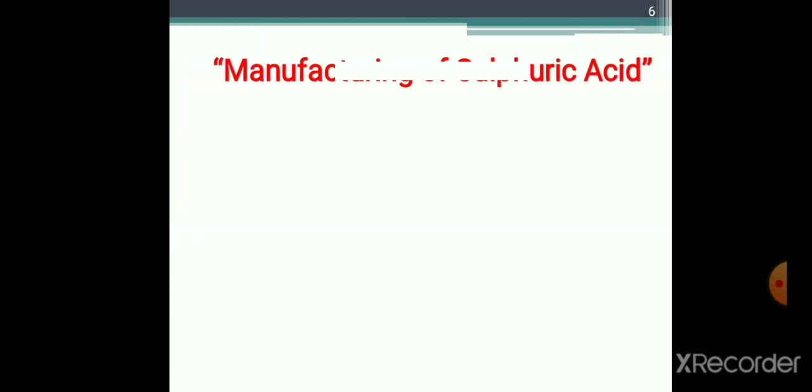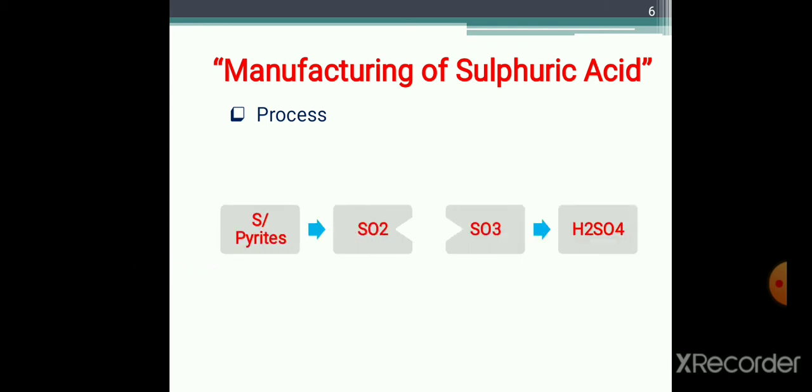Next we are going to see the manufacturing of sulfuric acid, how it is manufactured at the industrial level. This process involves three different steps. First, sulfur or pyrites gets converted into sulfur dioxide, then sulfur dioxide is converted into sulfur trioxide, and lastly SO3 gets converted into H2SO4. These are the three steps involved in the formation of sulfuric acid.